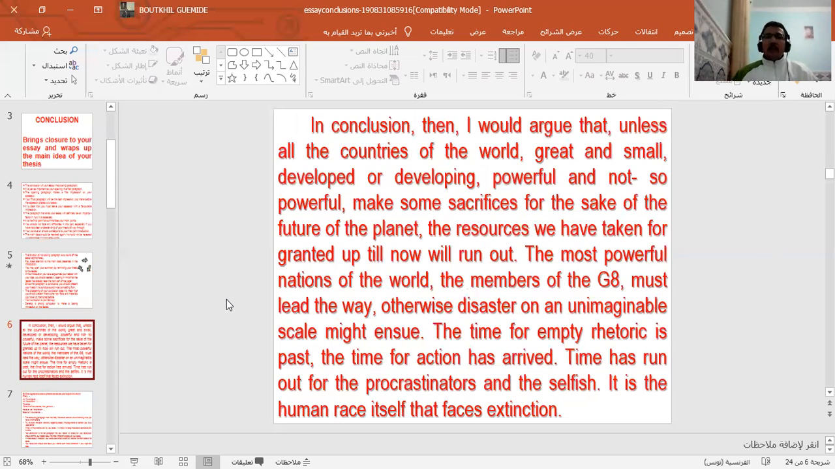In conclusion, then, I would argue that unless all the countries of the world, great and small, developed or developing, powerful and not so powerful, make some sacrifices for the sake of the future of the planet, the resources we have taken for granted up until now will run out. The most powerful nations of the world, the members of the G8, must lead the way, otherwise disaster on an unimaginable scale might ensue. The time for empty rhetoric is past. The time for action has arrived. Time has run out for the procrastinators and the selfish. It is the human race itself that faces extinction.